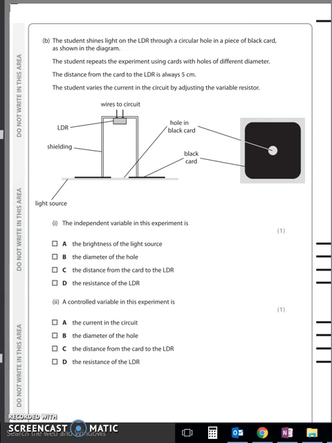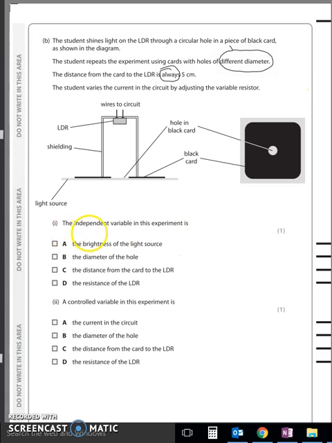circular hole in a piece of black card, as shown in the diagram. The student repeats the experiment using holes of different diameter. The distance from the card to the LDR is always 5 centimeters. The student varies the current in the circuit by adjusting the variable resistor.